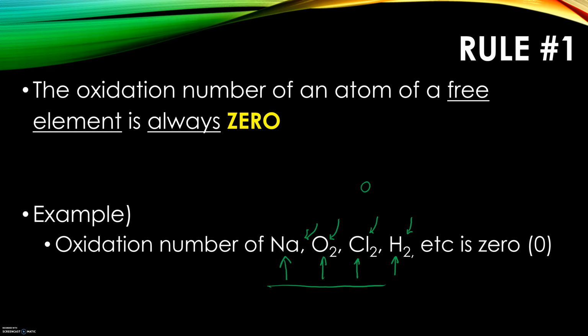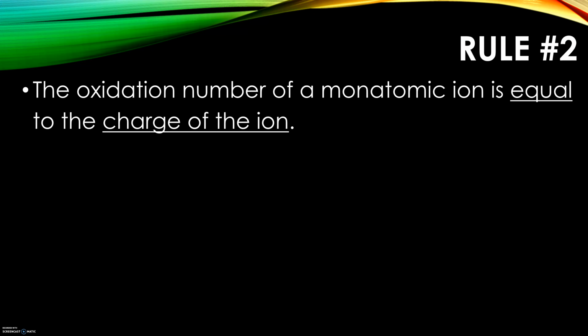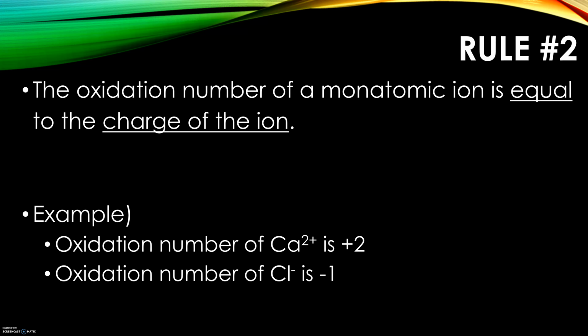So rule number 2 is basically, well, if those superscripts aren't 0 and they end up having a number. If it's a monatomic ion that has a positive or a negative charge, that negative or positive charge is going to be equal to your oxidation number. So these are typical examples.